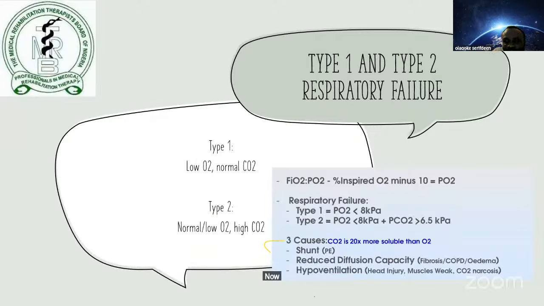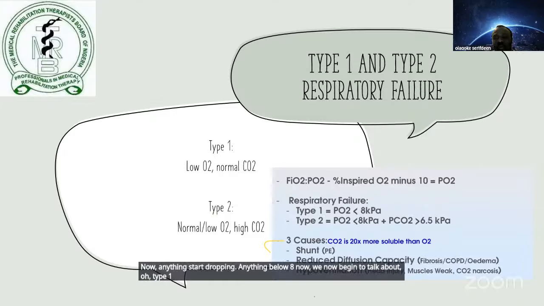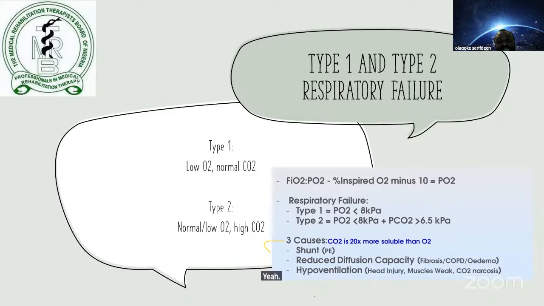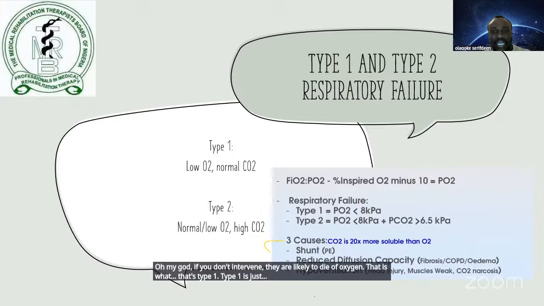Now, anything below 8, we begin to talk about type 1 respiratory failure. This person is likely to die of oxygen lack if we do not give them oxygen. Let's say they are on room air and you do their PO2, their ABG, and their reading says 8, 7. Ideally, we should be aiming higher than that. Oh my God. If you don't intervene, they are likely to die. That's type 1. Type 1 is just PO2 less than 8.